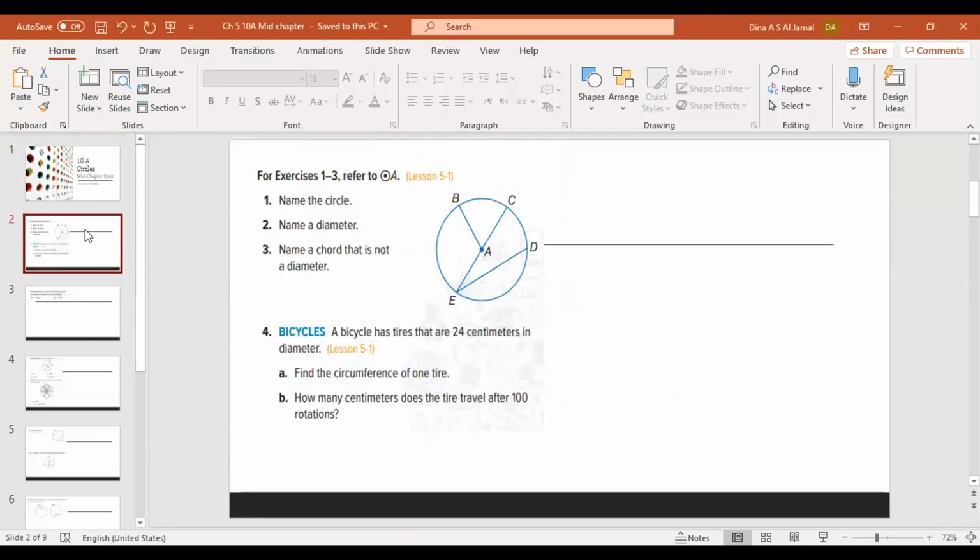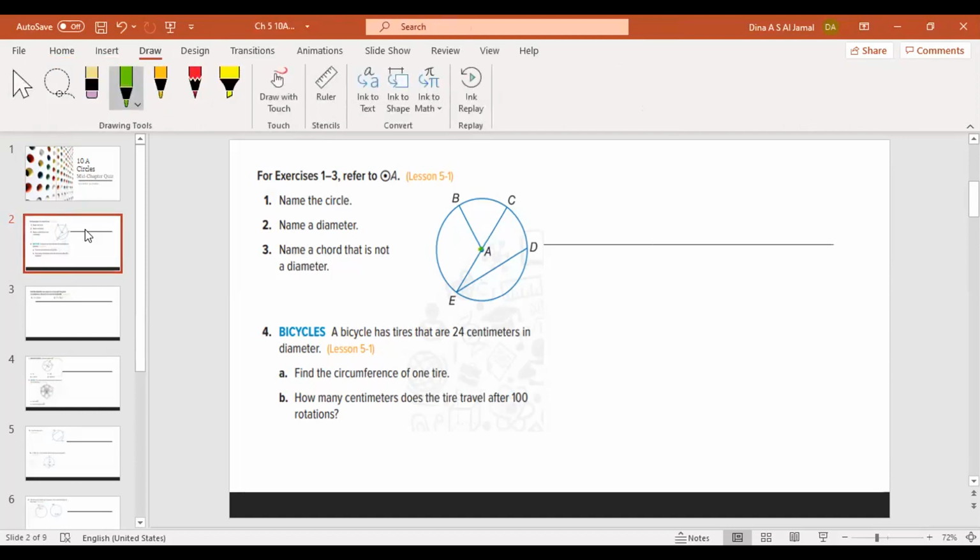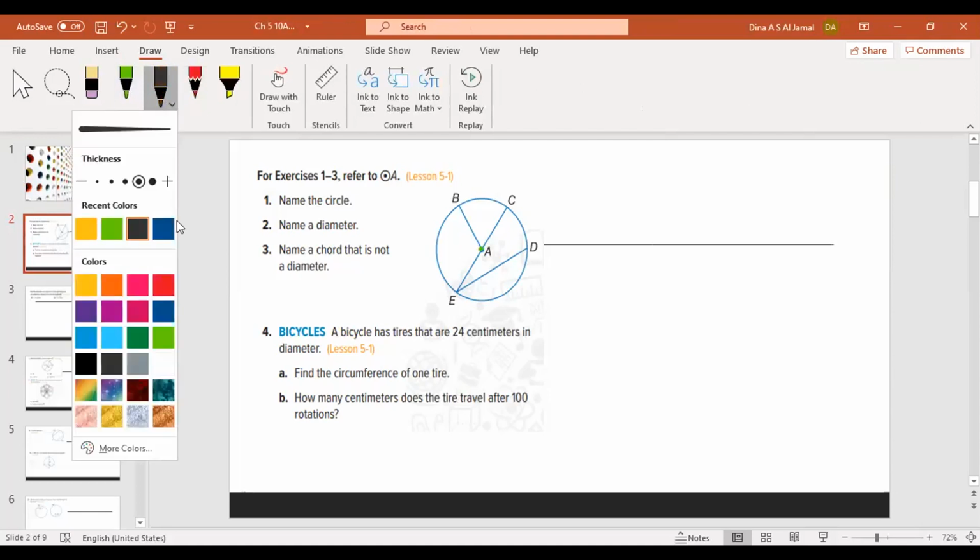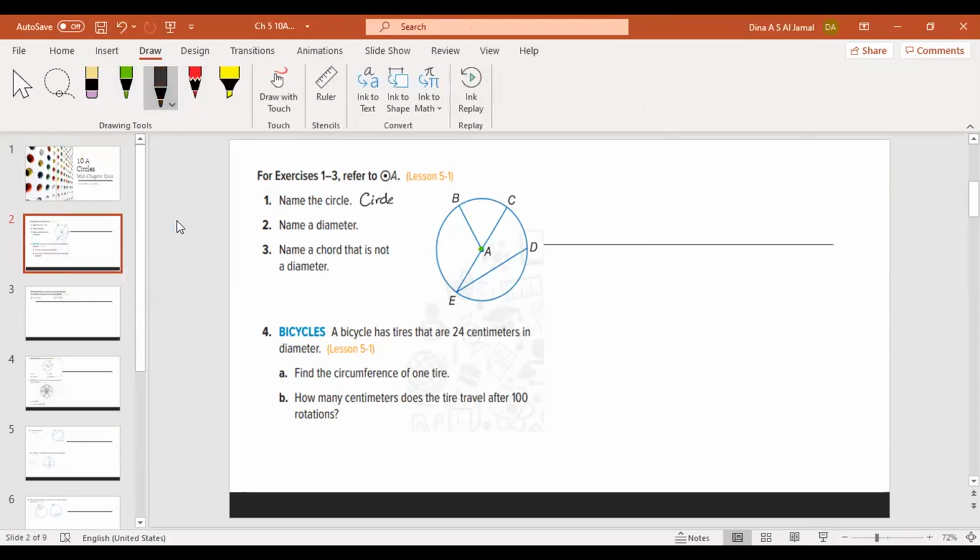In this question, he's giving you a circle. He would like you to name the circle, name a diameter, and name a chord that is not a diameter. First of all, whenever he's asking you to name the circle, look at the center. You can name the circle by its center. So circle A, or you can just draw this center and call it circle A.